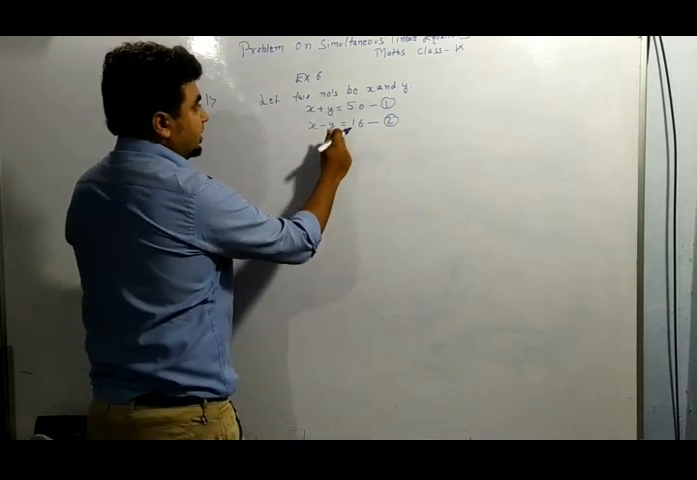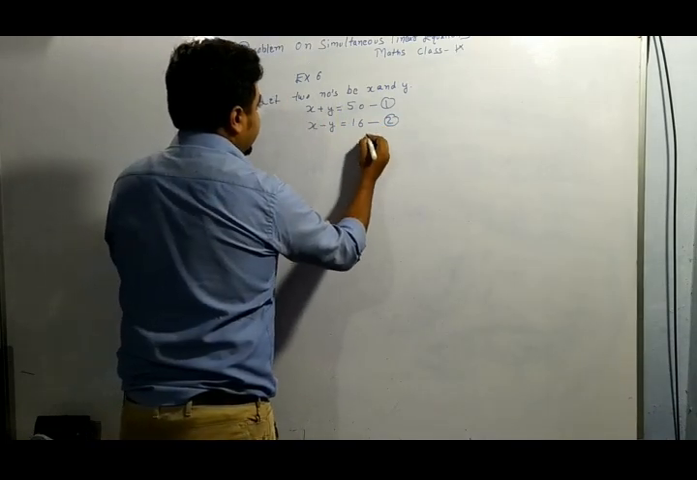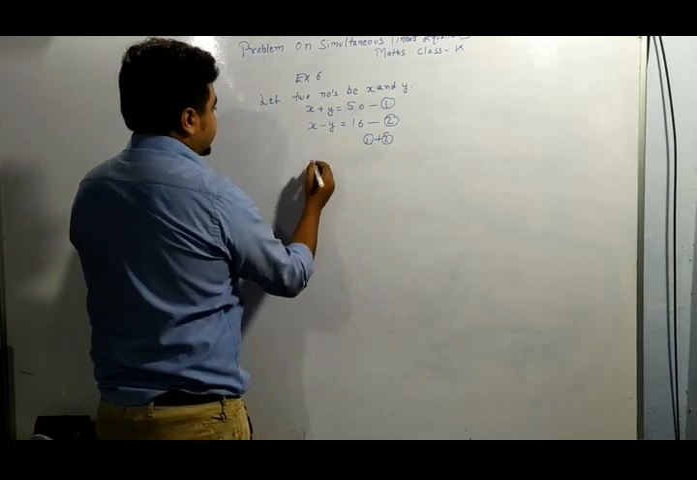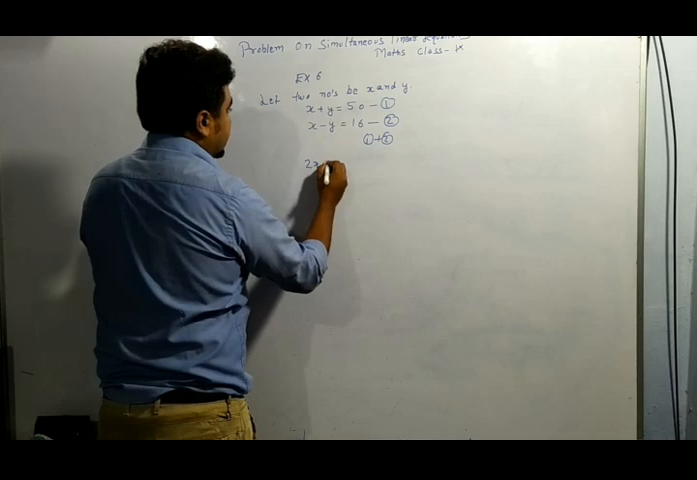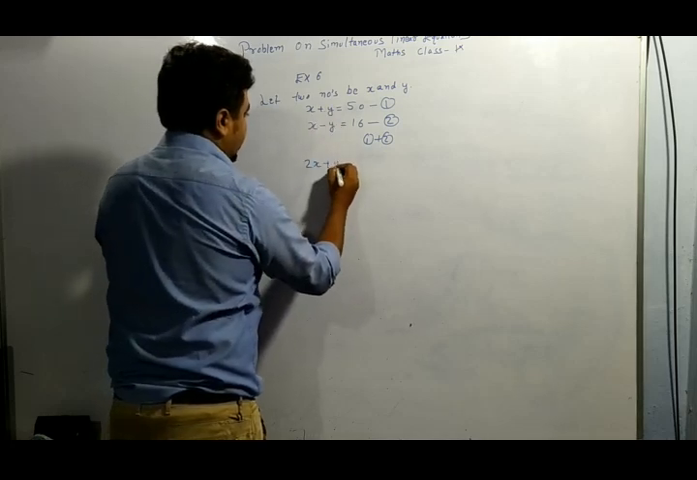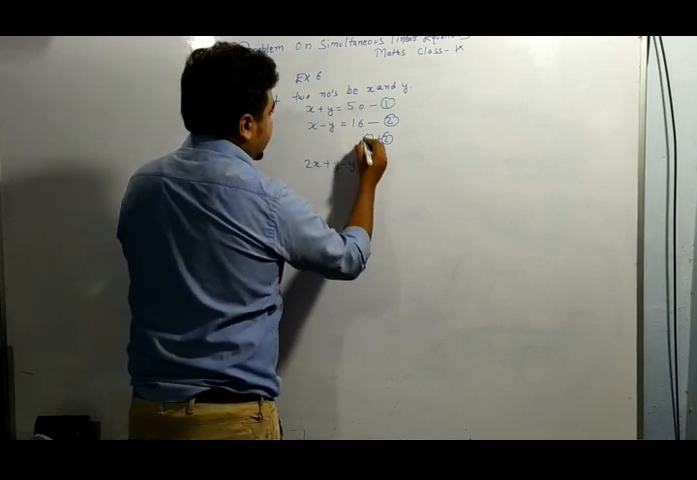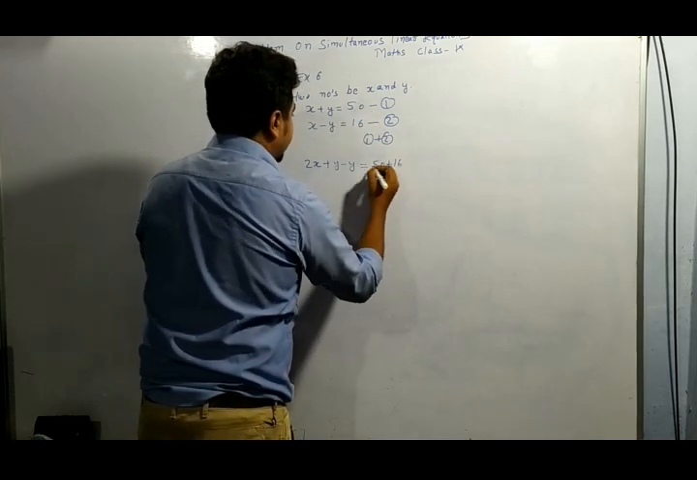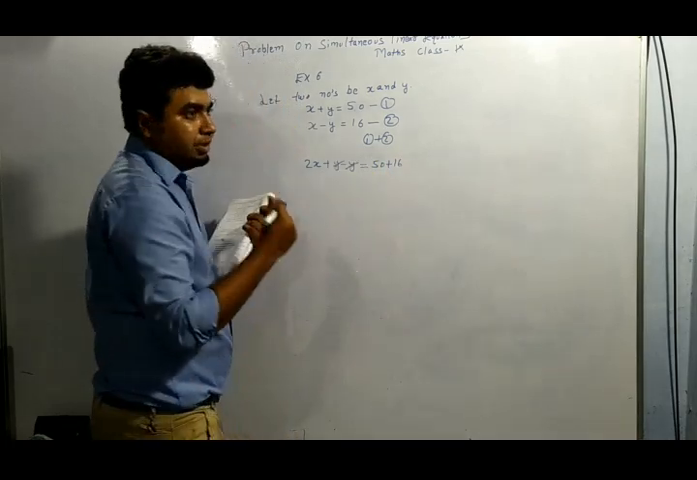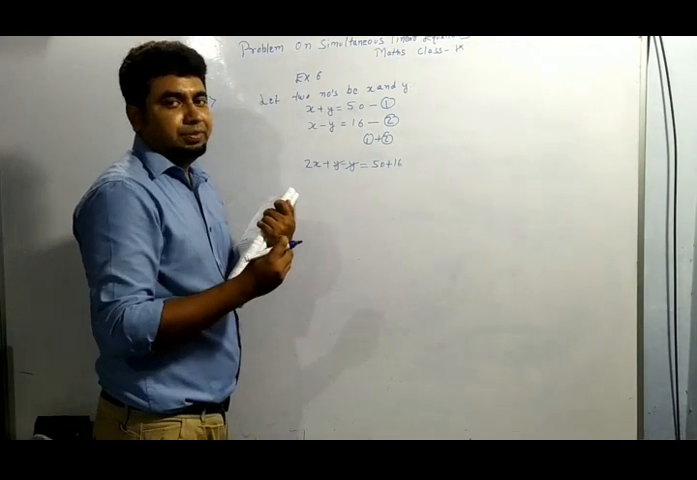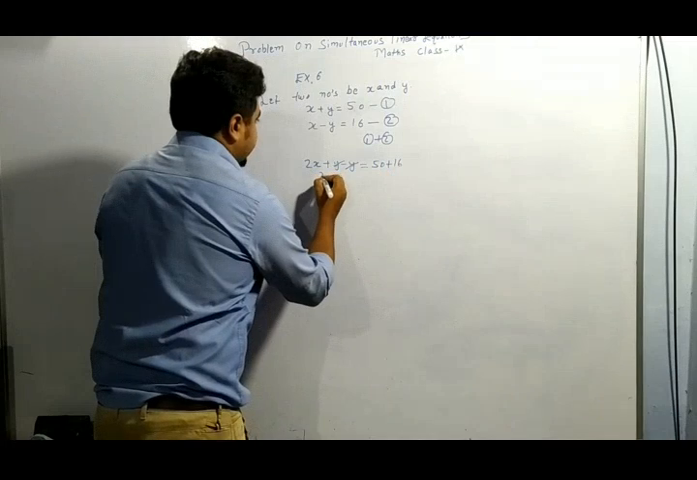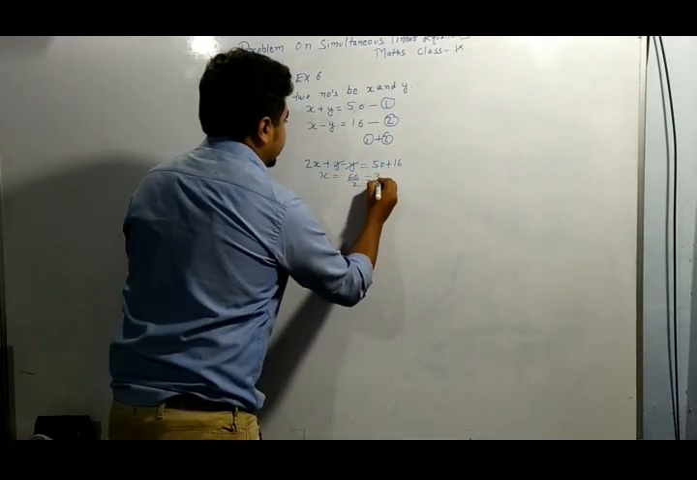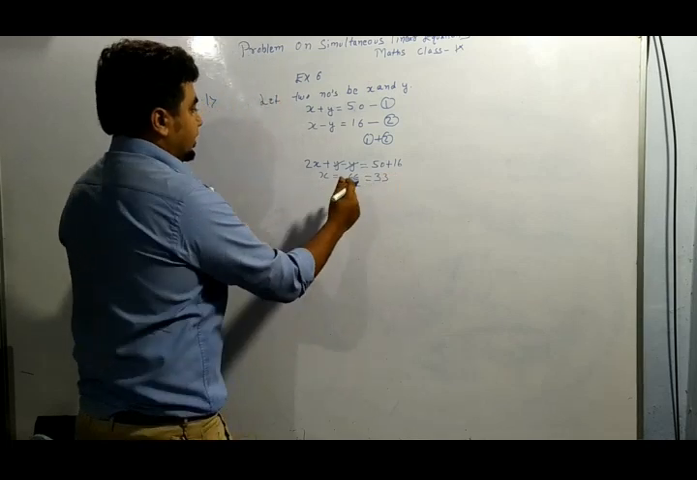Now if I add both the equations, 1 plus 2, what will happen? x plus x becomes 2x, y minus y gets cancelled, and 50 plus 16 is 66. This method is known as elimination, where one of the variables is cancelled. So x equals 66 by 2, which is 33. We have got the value of x.